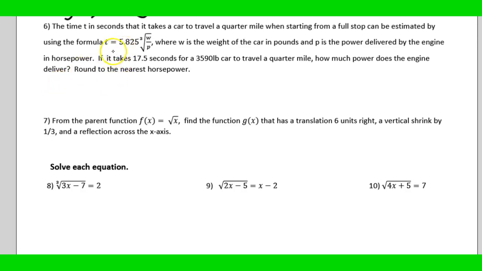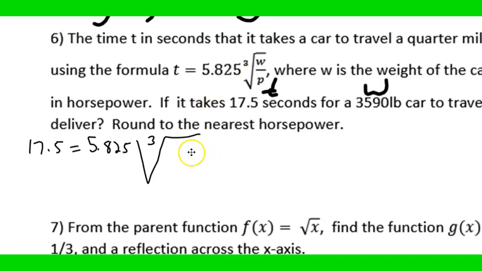We have this equation, and in this equation we have the time it takes, t. We have t right here. And then we have the weight of the car. So we need to find the horsepower. When we set it up, we have 17.5 equals 5.825, and again, W is 3,590 divided by P. So what we're looking for is P.